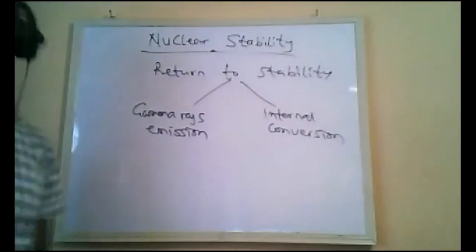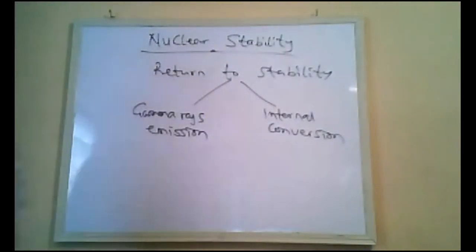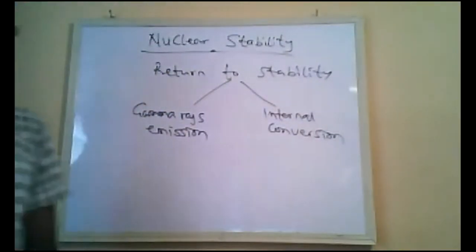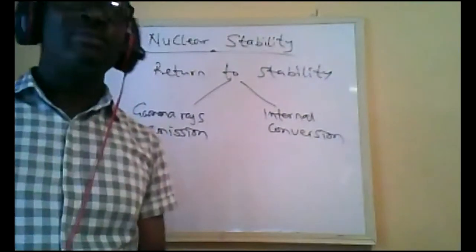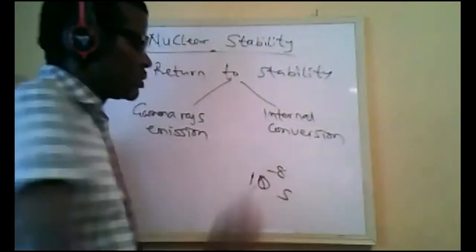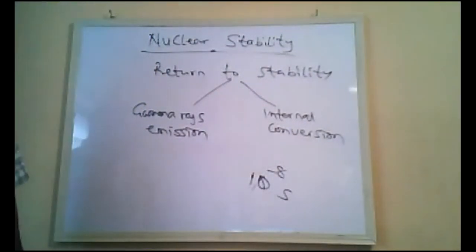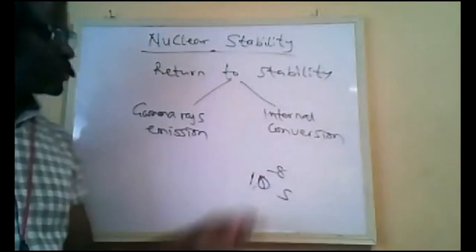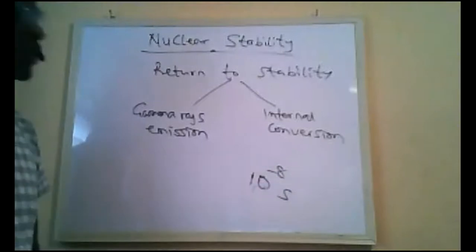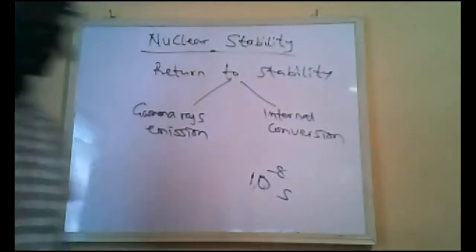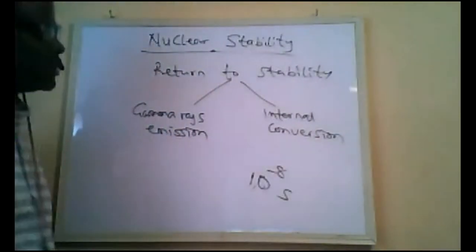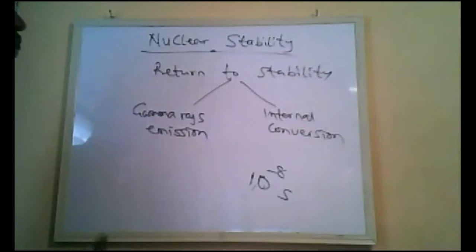An atom that has become unstable has to go back to stability. All these things we are talking about happen within a few seconds, at times 10 raised to the power minus 8 seconds. That is, in 1 second, a process would have taken place maybe 100 million times. Okay, just close to a billion times. So in a second, you should know what this is all about. Very, very minute.